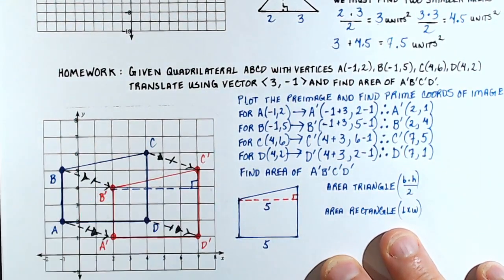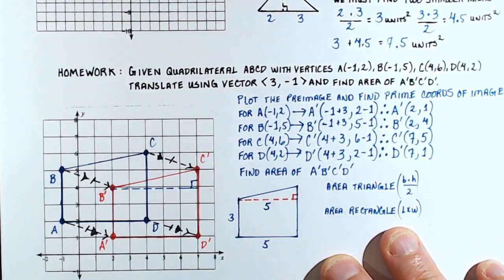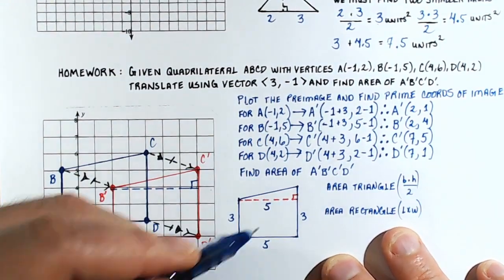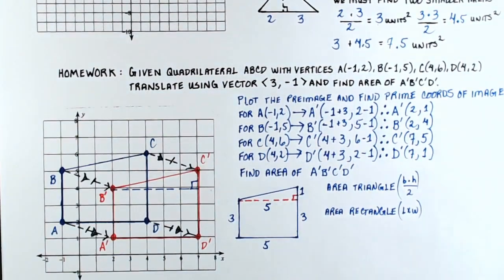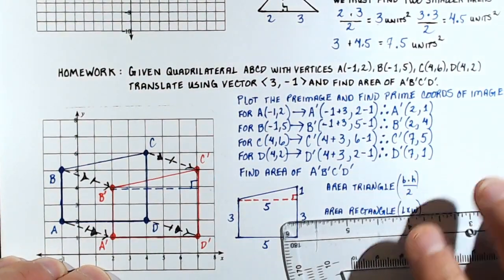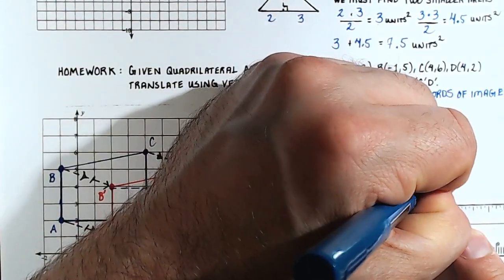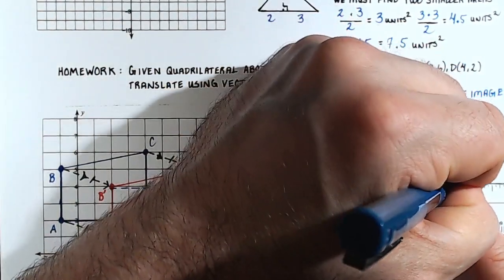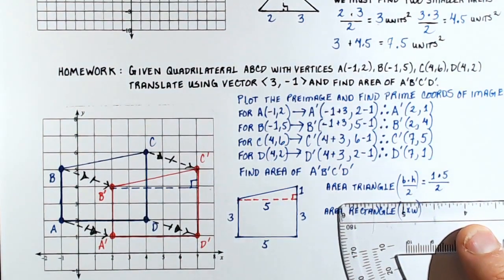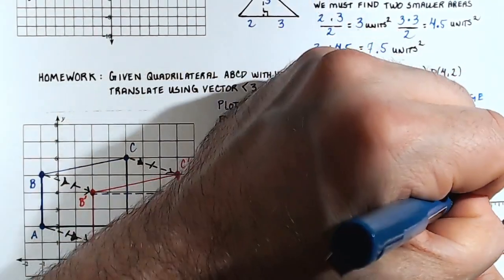This distance right here, 1, 2, 3. So this is 3, and this is 3. So this little piece right here is 1. To find the area of the triangle, base times height divided by 2, that would be 1 times 5 divided by 2. 5 over 2 is 2.5. So this triangle area is 2.5 units squared.